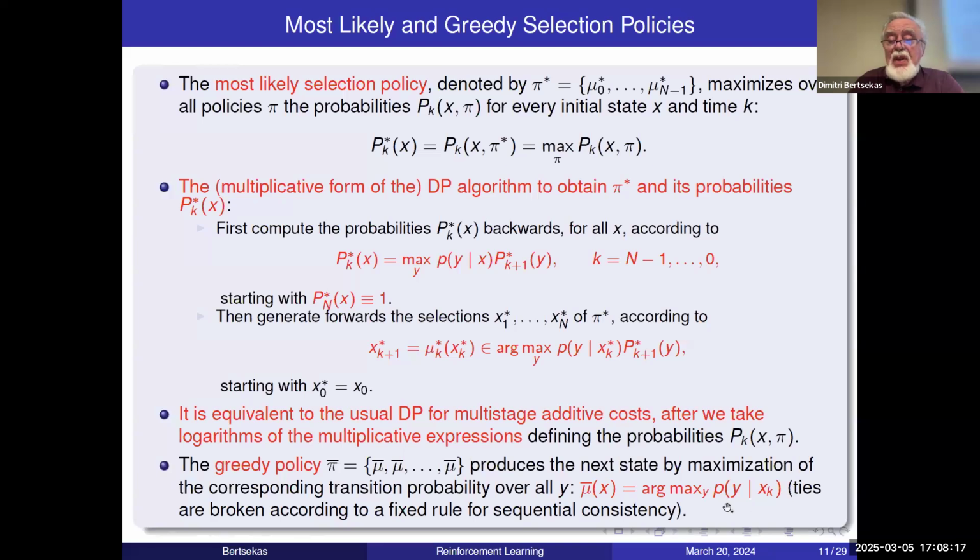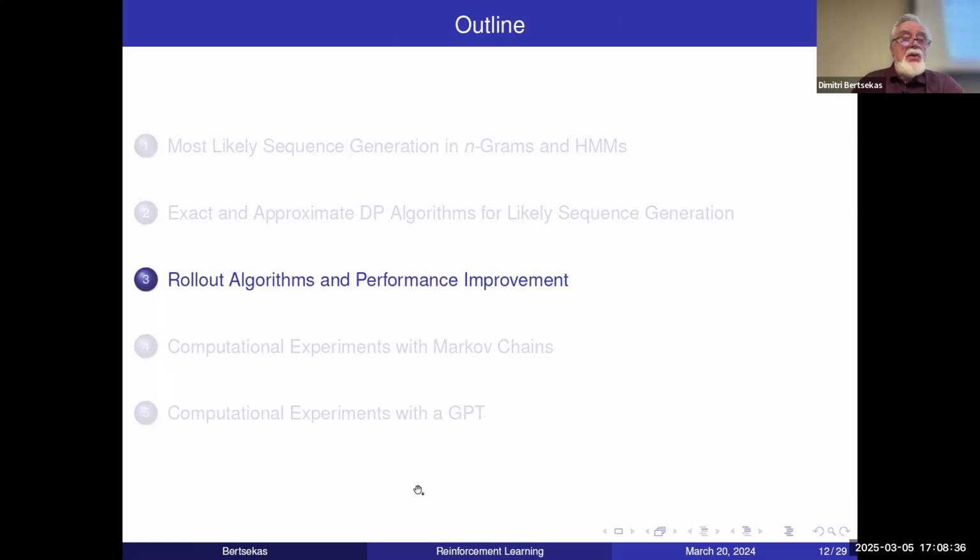Okay, a footnote here: if there are ties in this maximization, we want to break them according to a fixed rule in order to have sequential consistency, given that we're going to use this greedy policy for rollout later. Okay, so this is optimal, this is greedy, and let's look at rollout.